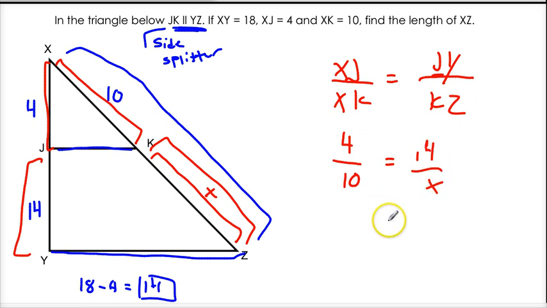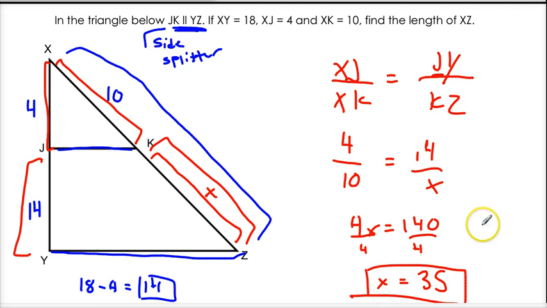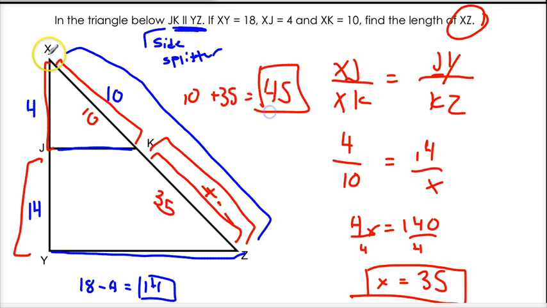Let's do some cross multiplication. We get 4x is equal to 140. Divide both sides by 4. We get x is equal to, well, let's see, 4 goes into 140 thirty-five times. Now we're not done, right? Because this question is asking us for XZ, not what KZ is. So if I know that KZ is 35, and I know this part is 10, why don't we just add these together? 10 plus 35 gives us 45 for our whole thing, XZ. So our answer, XZ, is equal to 45. Make sure you're answering your questions here, guys.